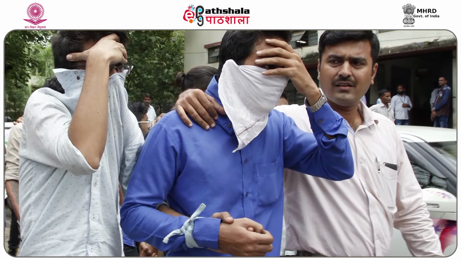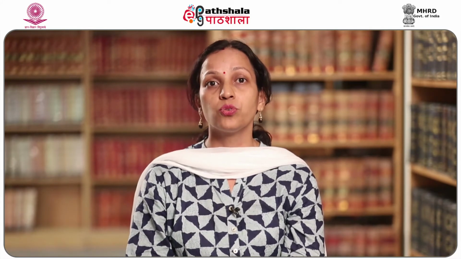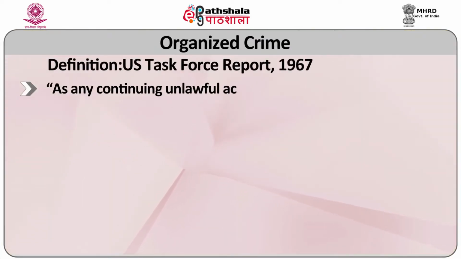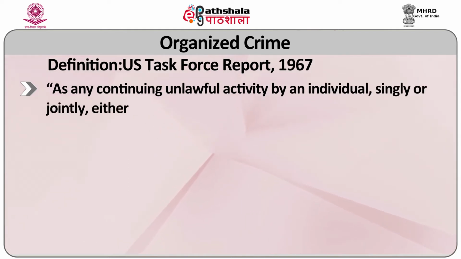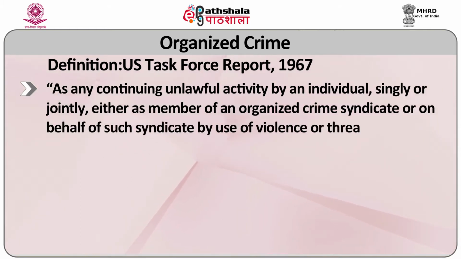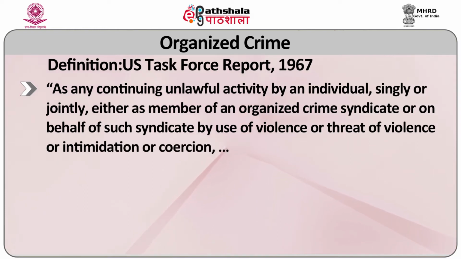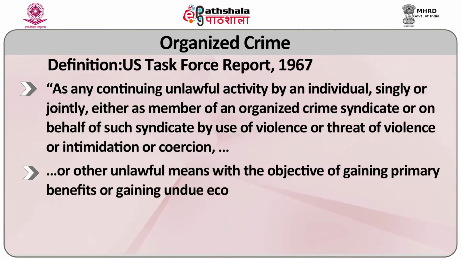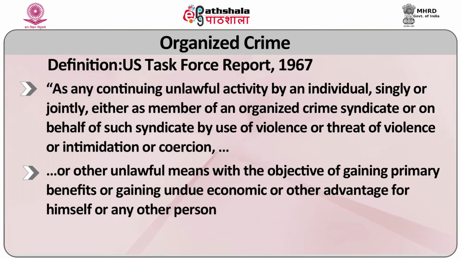In India, there is no specific central legislation with respect to organized crime. A few states have made their own legislations which provide a definition of organized crime. For example, Section 2(e) of the Maharashtra Control of Organized Crime Act 1999 defines organized crime as any continuing unlawful activity by an individual singly or jointly, either as a member of an organized crime syndicate or on behalf of such syndicate, by use of violence or threat of violence or intimidation or coercion or other unlawful means, with the object of gaining pecuniary benefits or gaining undue economic or other advantage for himself or any other person or promoting insurgency.